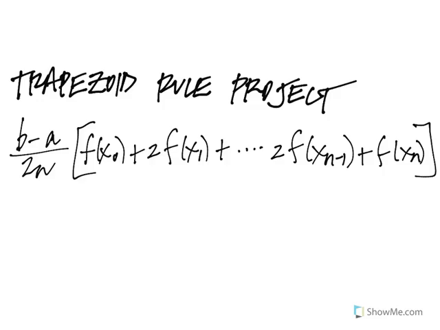Just to call your attention to the coefficients of this portion right here. Remember, you have 1 on the outside terms and then 2 in front of every term in between them. B minus A is the distance along the x-axis, n is the number of subdivisions.